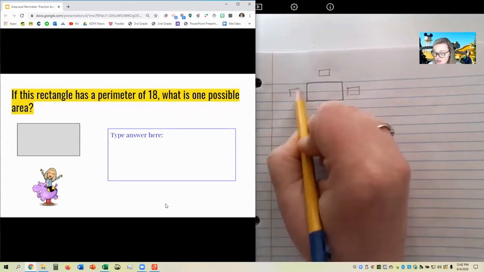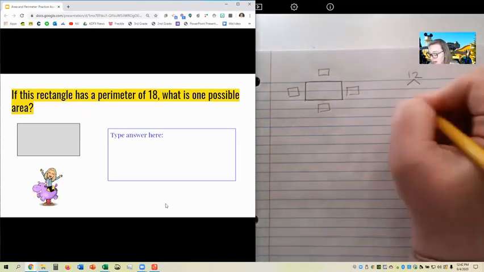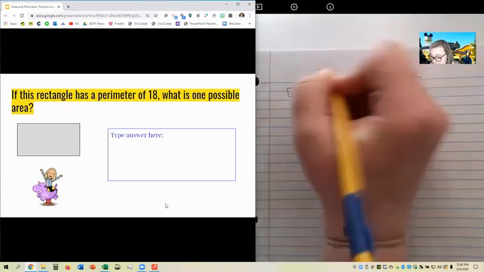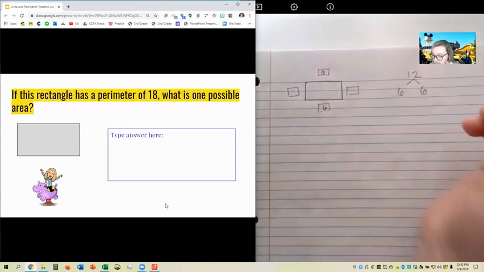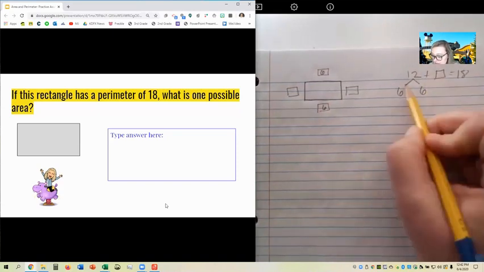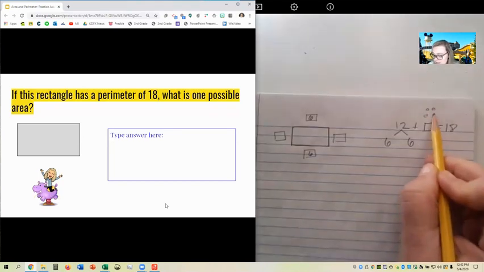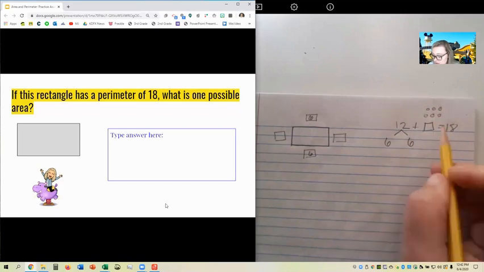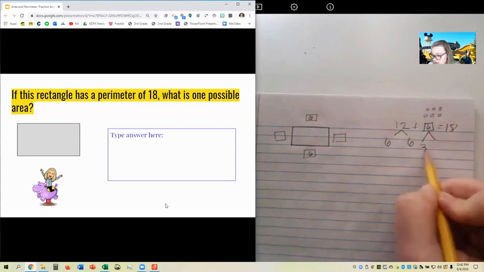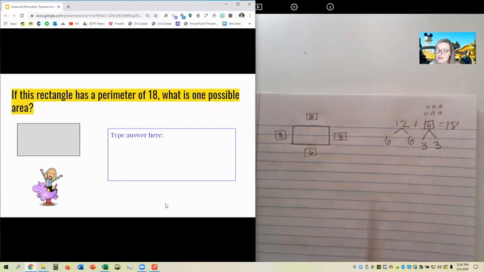So this is our challenge, right? So I'm thinking about the number 12. If I split 12 into two equal groups, I could have two equal groups of 6. So 6 and 6. Now 12 plus how many more equals 18? 12, 13, 14, 15, 16, 17, 18. 12 plus 6. So then I know that 6 could be broken into 3 and 3. So that worked. So that's one solution.